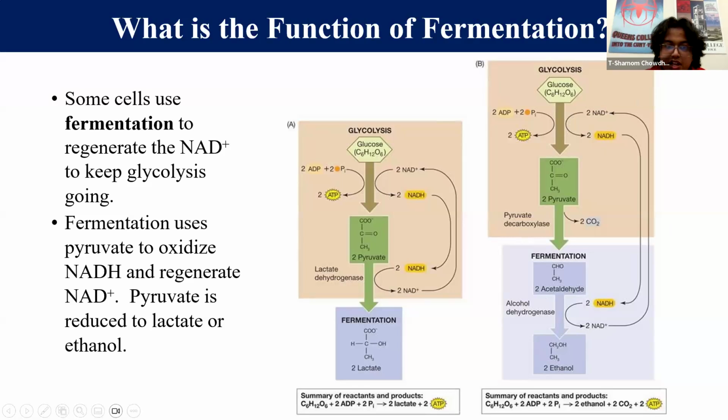So for fermentation, it is a cycle where glycolysis essentially happens over and over again. That way you keep producing a net gain of 2 ATP.